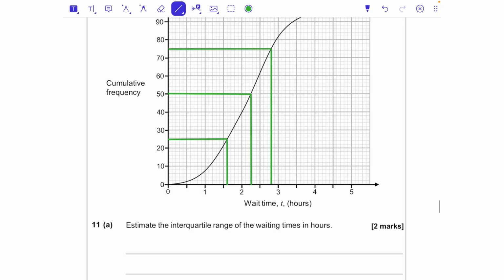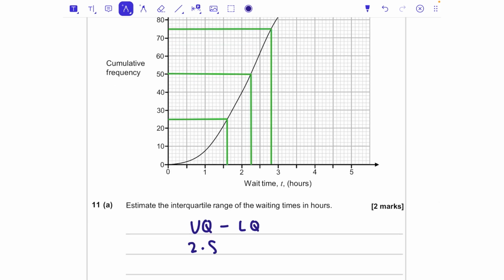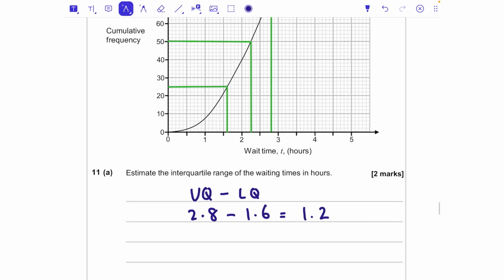So your interquartile range would be that upper quartile, take away the lower quartile, and that is 2.8, take away 1.6, which is 1.2. Now, there would be a range of answers allowed for that on the mark scheme. So if you got 1.3 or 1.1, you'd probably be absolutely fine on that one.